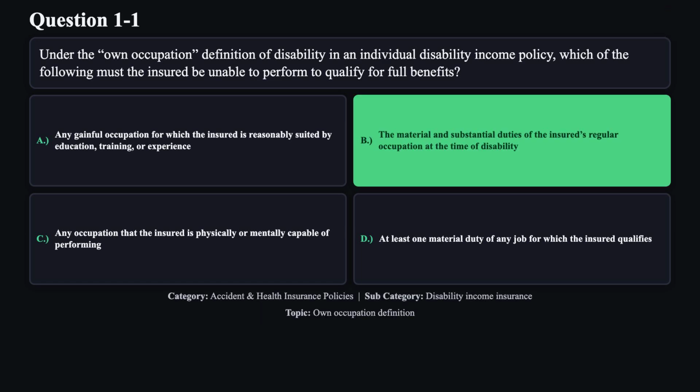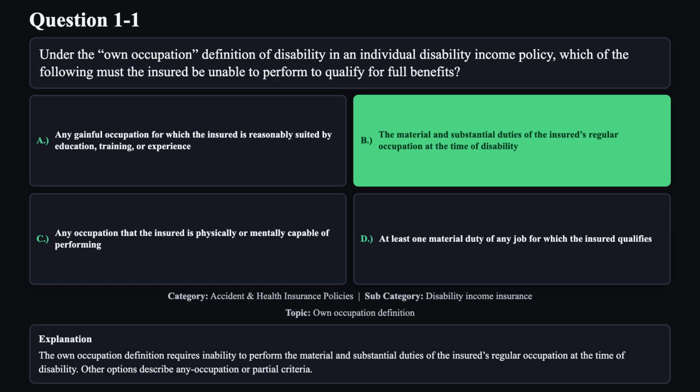The correct answer is B. The own occupation definition requires inability to perform the material and substantial duties of the insured's regular occupation at the time of disability. Other options describe any occupation or partial criteria.